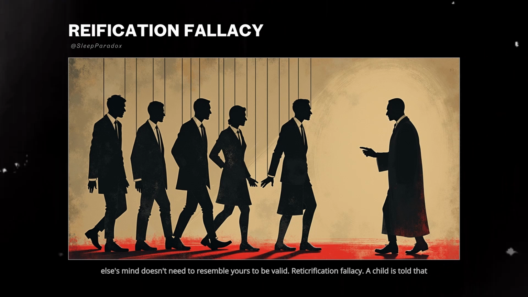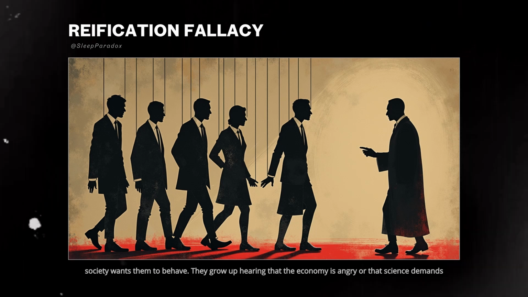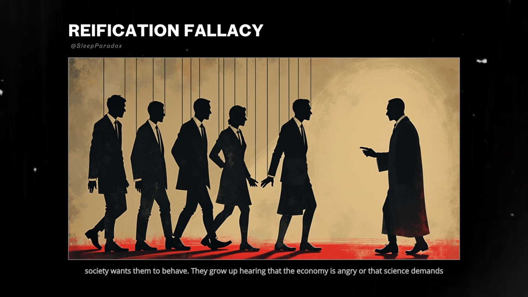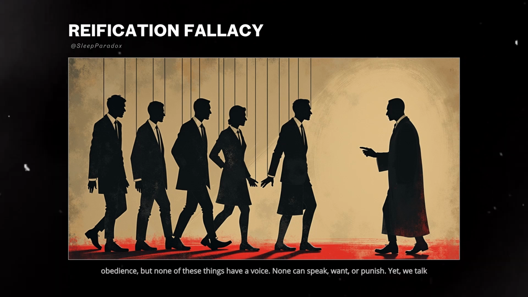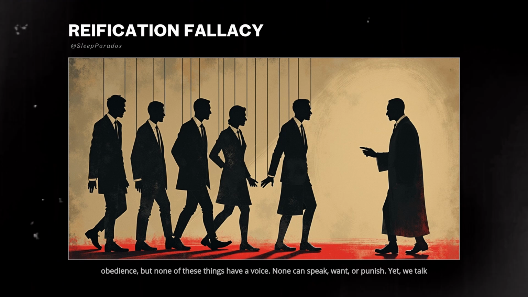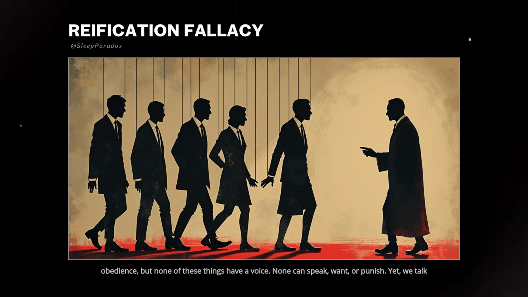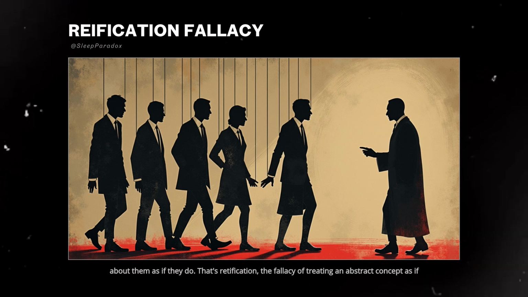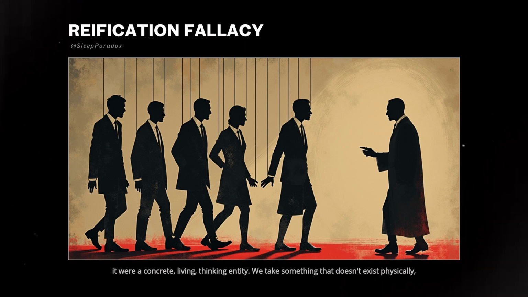Reification Fallacy. A child is told that society wants them to behave. They grow up hearing that the economy is angry, or that science demands obedience. But none of these things have a voice. None can speak, want, or punish. Yet we talk about them as if they do. That's reification, the fallacy of treating an abstract concept as if it were a concrete, living, thinking entity.